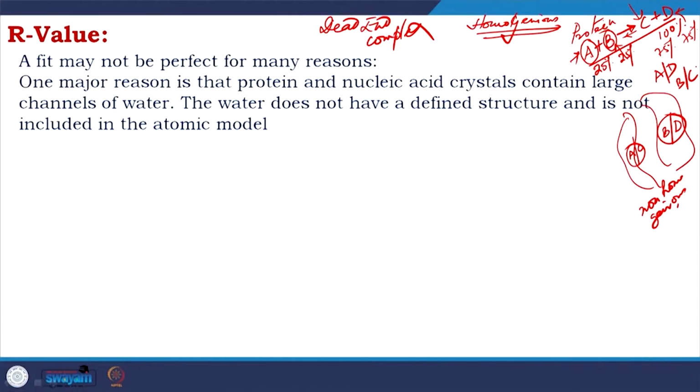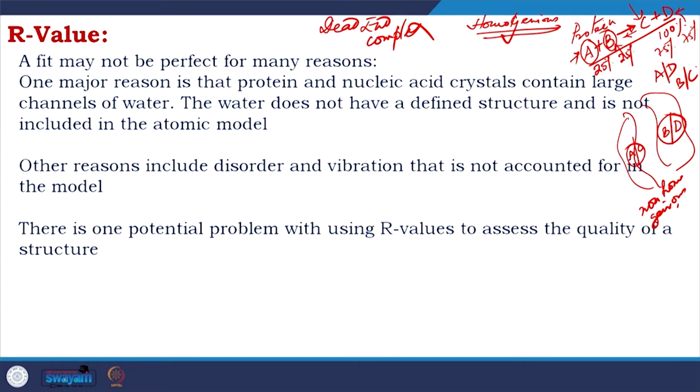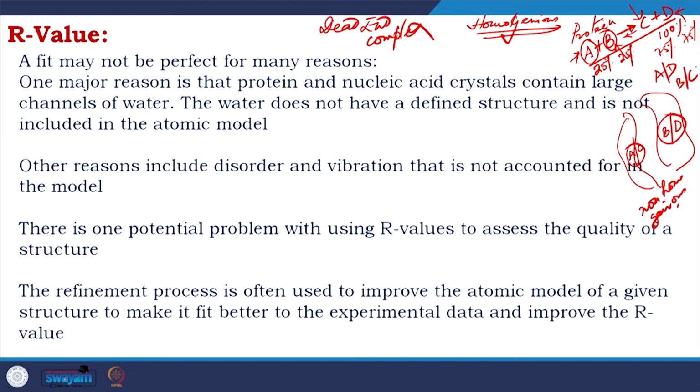So that is a major reason: protein and nucleic acid crystals contain large channels of water. The water does not have a defined structure and is not included in the atomic model. Other reasons include disorder and vibration that is not accounted for in the model. One potential problem with using R values to assess the quality of a structure is bias. The refinement process is often used to improve the atomic model of a given structure to make it fit better to the experimental data and improve the R value.